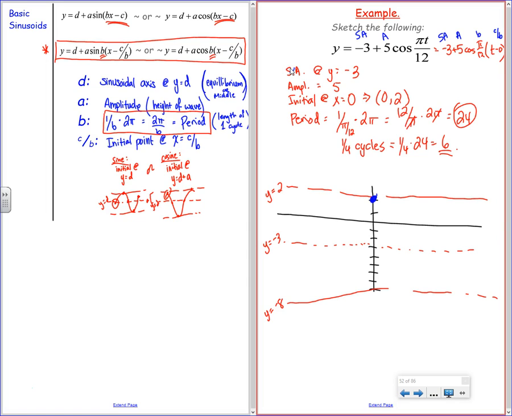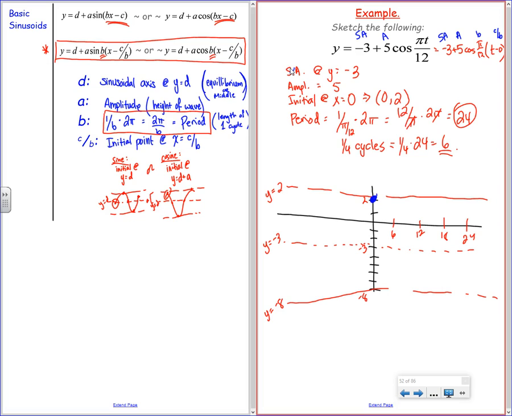What am I going to make my tick marks on my x-axis? My y's are just by 1s. That's 2, that's -3, that's -8. But what are the tick marks on my x-axis? We could go by 2s if you want. We could also just go by 6. It's up to you. Even if you go by 2s, every 6 you're going to have to get another key point.